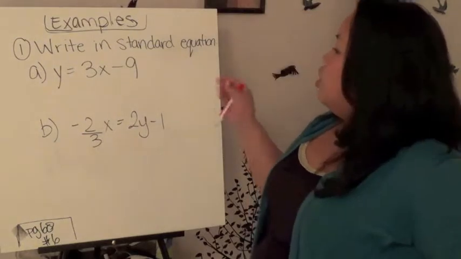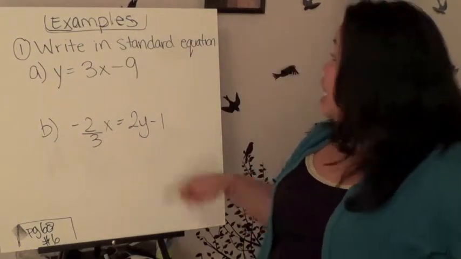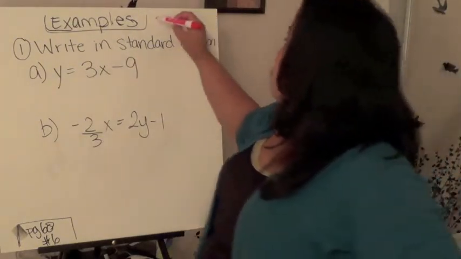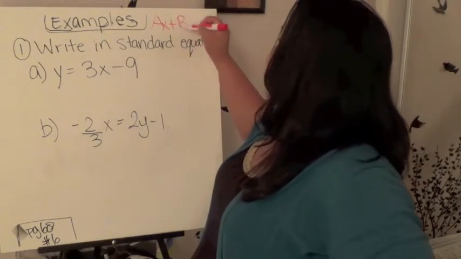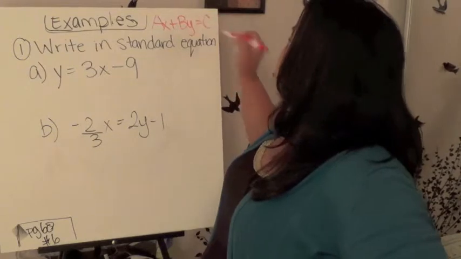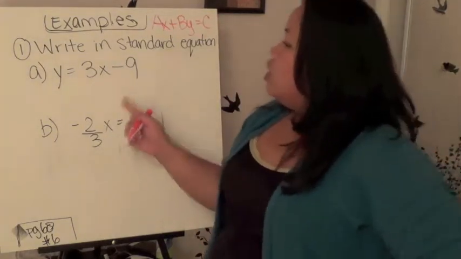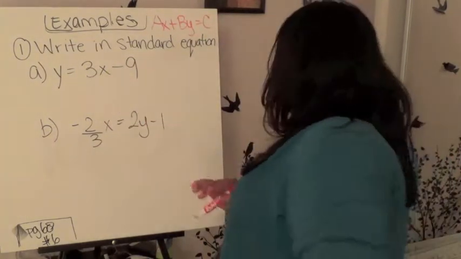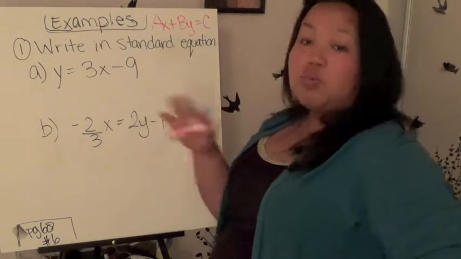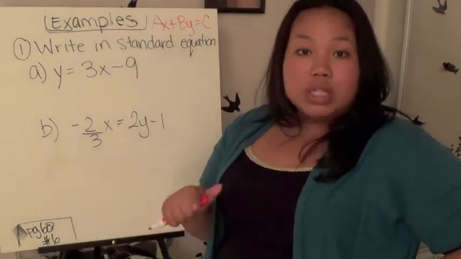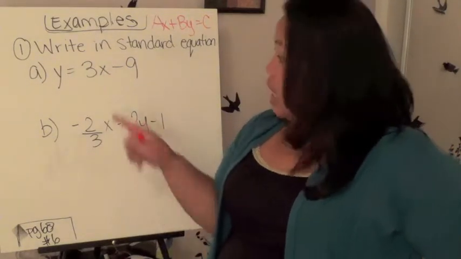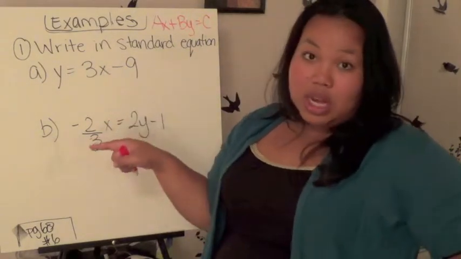Our first example is to write these two into standard form. Now that's the one where x comes first, so ax plus by equals c. So right now it's in the linear function form, so we're going to rearrange it. So I need x on the other side. What I do to one side, I have to do to the other. In this case, if I want to move the x to the other side, I have to do the opposite.